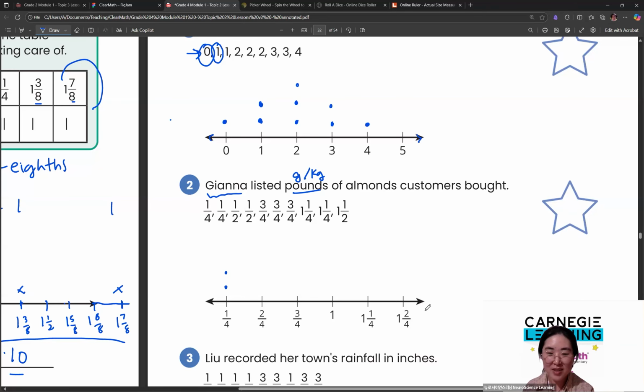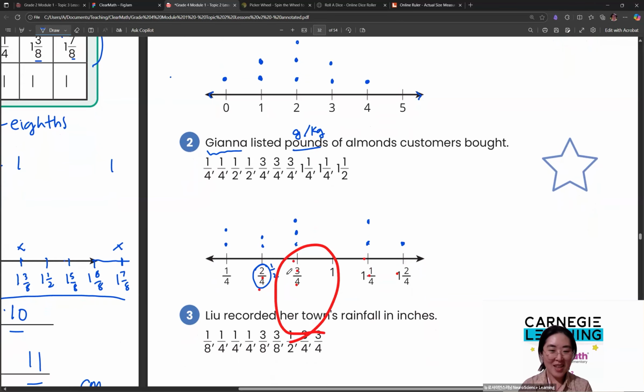Can you find half in this line plot? Okay. Yes. Yeah. So 2/4 is the same as a half. Nice. Yes. You're right, Eugene. 3 people bought 3/4. 2 people bought 1 1/4 pounds. 1 person bought 1 1/2 pounds. Nice. What is the most popular weight of almond? Yeah, 3/4 pounds. That's right.